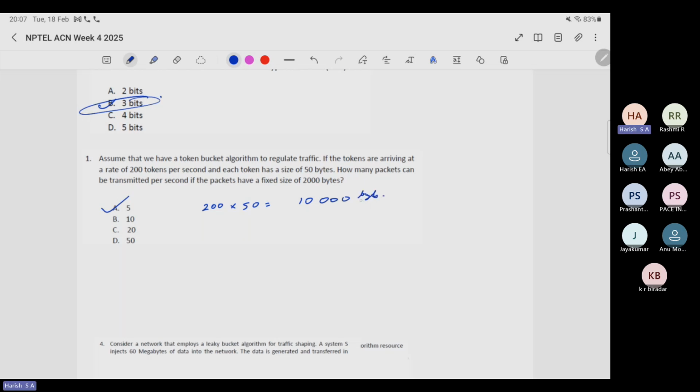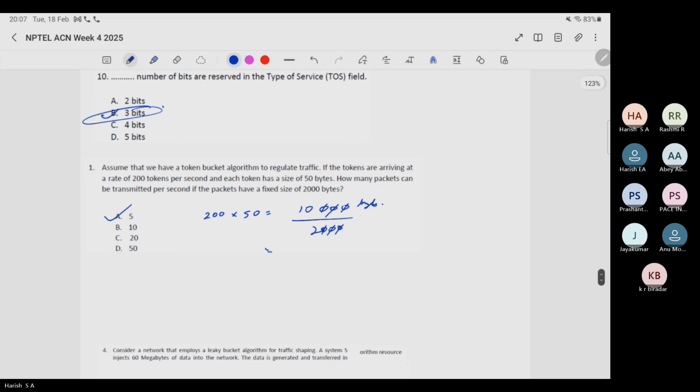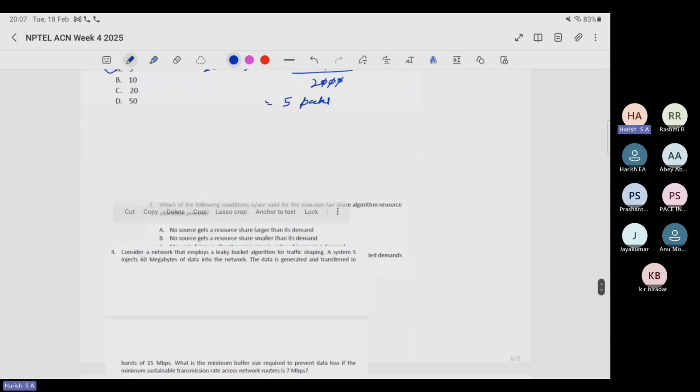How many packets can be transmitted if a fixed size is 2000 bytes? So divided by 2000 is equal to 5 packets, right? I'm just doing it directly. But if you want the actual method, you can follow whatever I told before for the previous question. It's a very similar question to that.